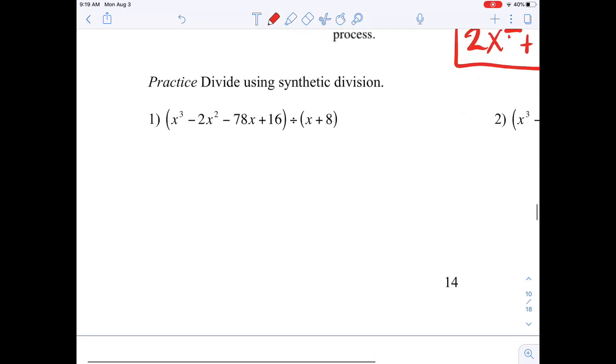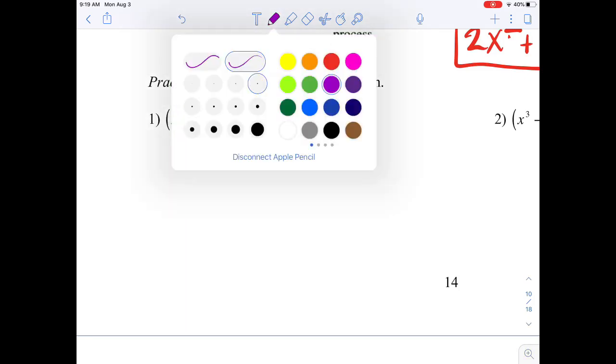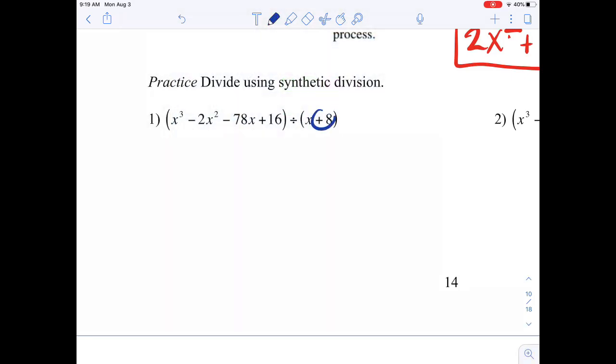Okay, so first things first, I'm going to start by taking that x plus 8, and I'm going to put the opposite sign of the x plus 8 on the outside of the synthetic division box. Then I'm going to take my coefficients, make sure that they're all represented: x cubed, x squared, x, regular number. I don't need any placeholders because nothing is missing. So I bring my coefficients, 1, -2, -78, and 16.